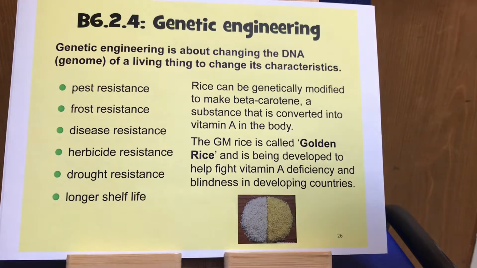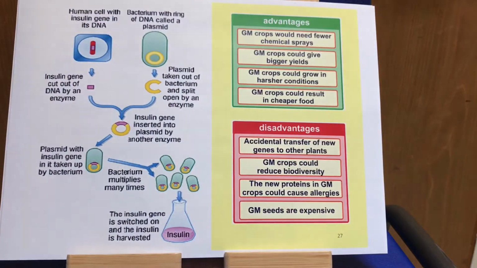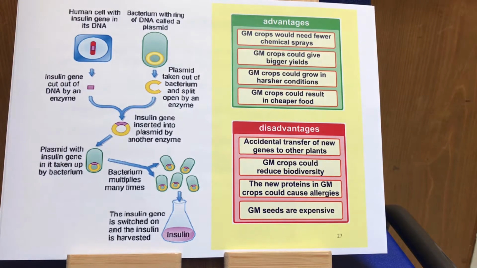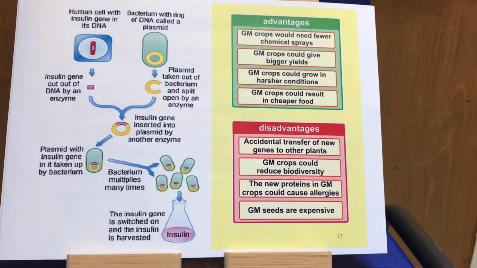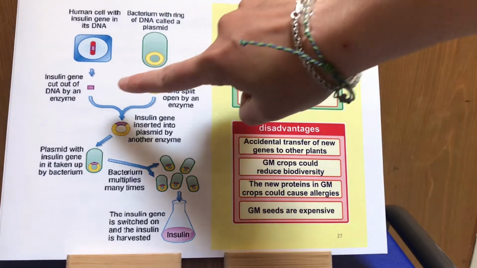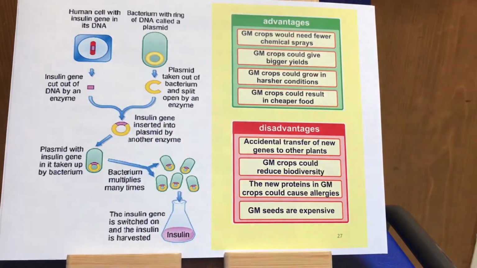Let's have a look at the process of genetic modification in order to create insulin for diabetics. Now this links into B5. So here we have a cell from a person that is able to produce insulin controlling blood sugar levels. And what they do is they find and isolate the gene that makes the insulin, and it's cut out using enzymes.